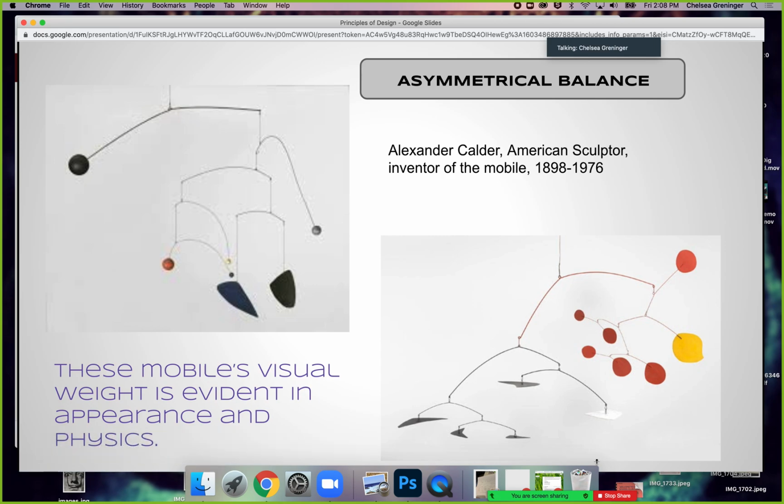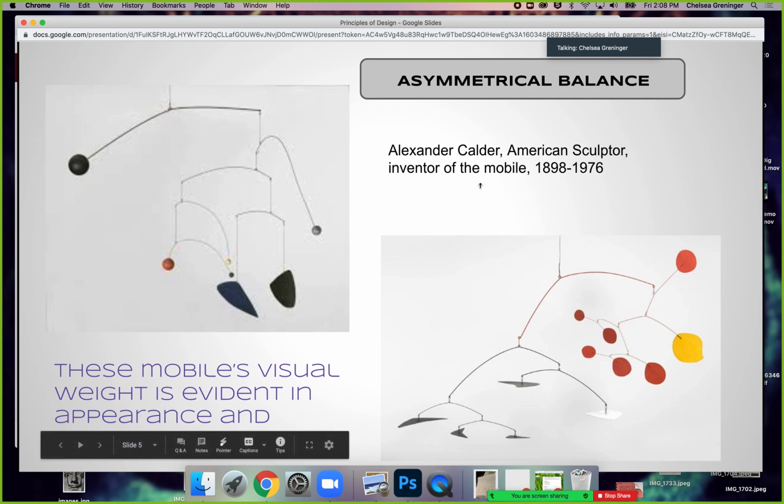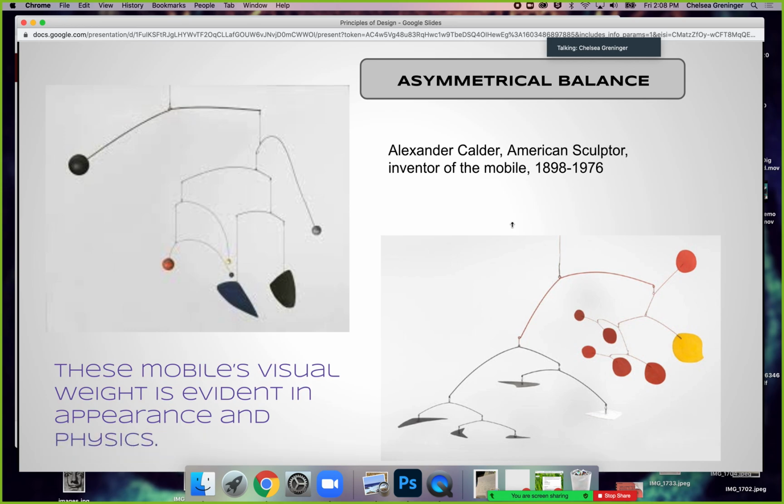Here are some examples of artwork that have some asymmetrical balance. This artist's name is Alexander Calder. If you have ever gone to the Modern Art Museum in San Francisco, there's a whole room full of his giant mobiles. A mobile is a hanging sculpture that is visually weighted and physically weighted to balance and kind of move and not collapse.